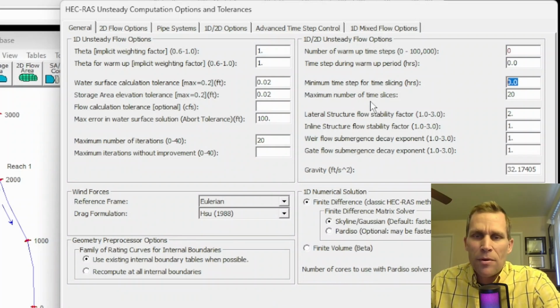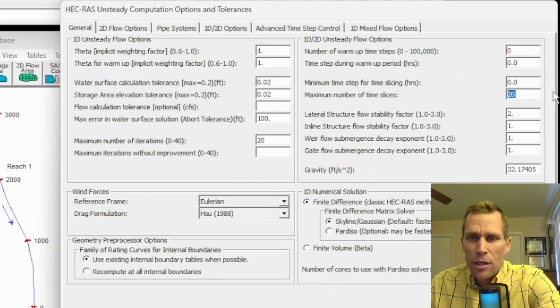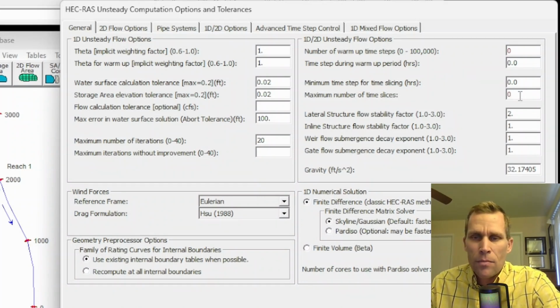And then the maximum number of time slices is 20. That's a large number. So putting values of 0 and 20 here is probably very good for stability. If you wanted to say there's no slicing at all, then you could just say 0 right here. Okay, so I'm just going to return that to its default value.